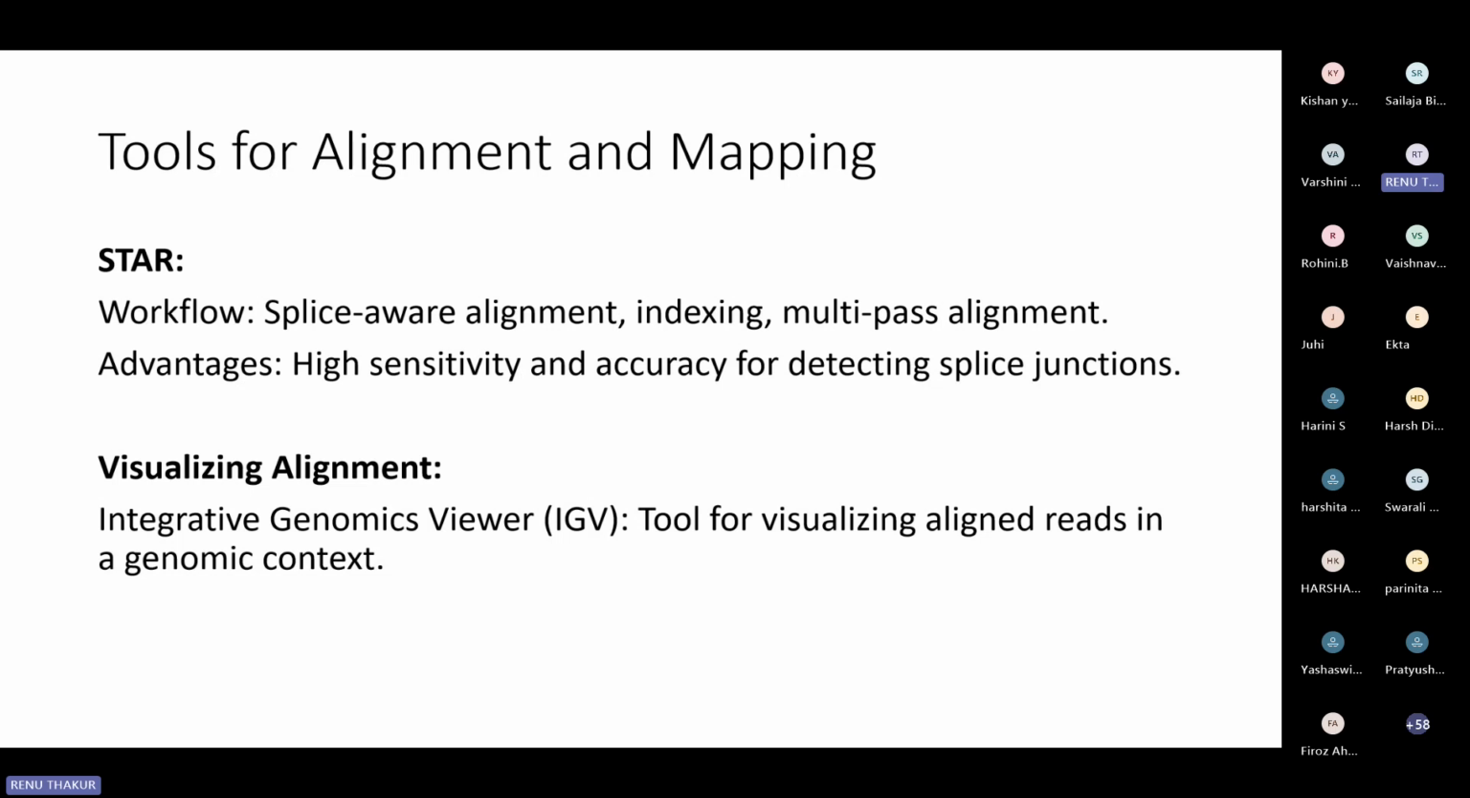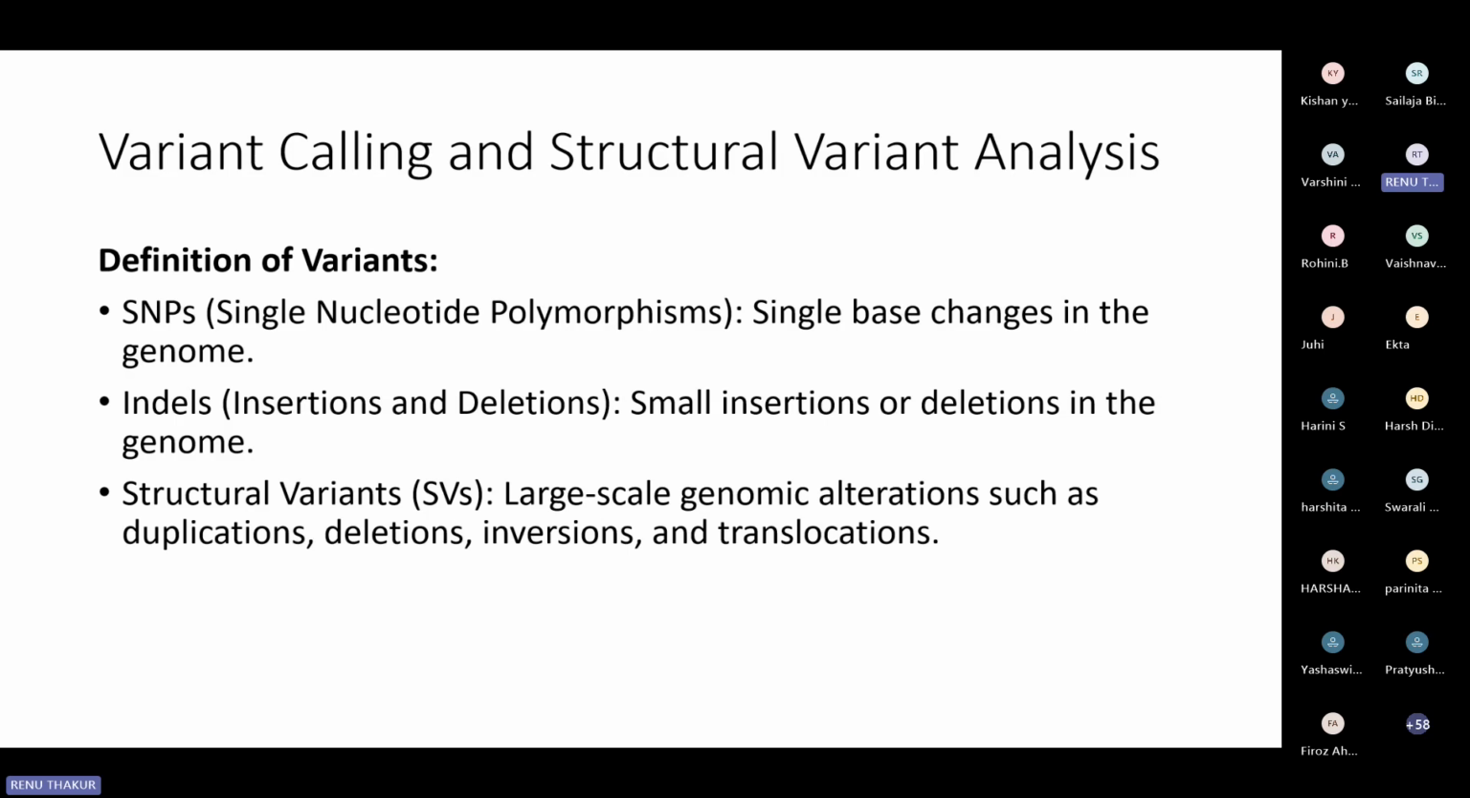And visualization: after generating this alignment map file, whether it's a SAM or BAM file, you'll just load that file into the Integrative Genomics Viewer. It is an online engine, or we can call it an online workflow, to visualize the aligned reads in a genomic context. Okay, you can produce graphical data using this Integrative Genomics Viewer. Okay, so next thing is variant calling and structural variant analysis. So soon after doing this alignment, we'll be doing this variant calling and structural variant analysis.